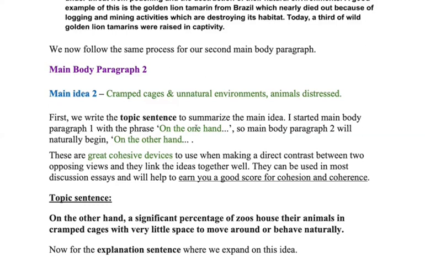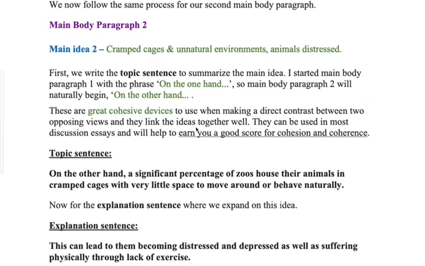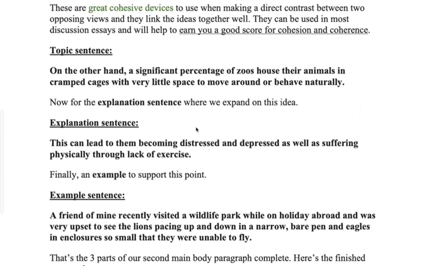So the first view and the second view is cramped cages. They are opposing views, okay? And they link the ideas together well. They can be used in most discussion essays and will help you earn a good score for cohesion and coherence. So let's see the topic sentence of body paragraph 2. On the other hand, a significant percentage of zoos house their animals in cramped cages with very little space to move around or behave naturally.